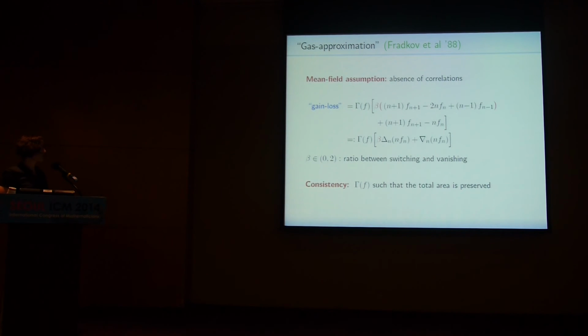But if you would only model the gain-loss term by these brackets, then your model is not self-consistent because it wouldn't conserve the total area covered by the grains. That's certainly something you want to have. So you need a prefactor, a non-local function gamma of f, and this gamma needs to be determined such that the total area is preserved.